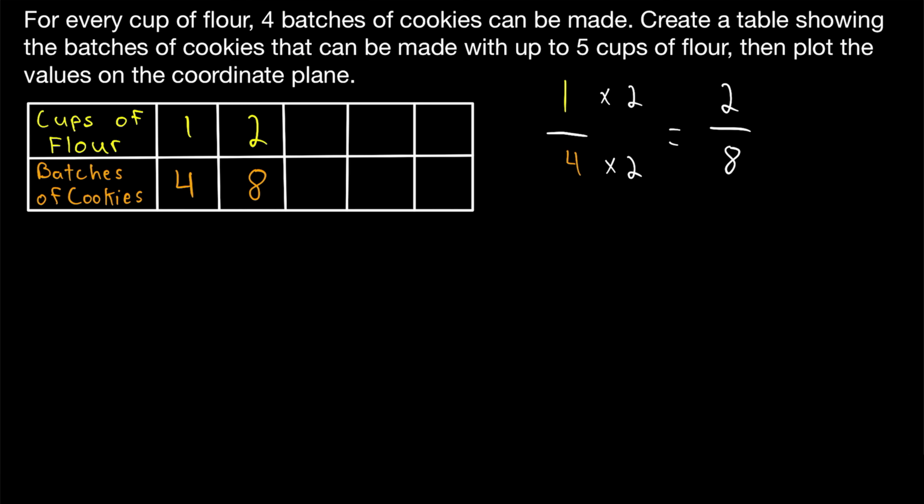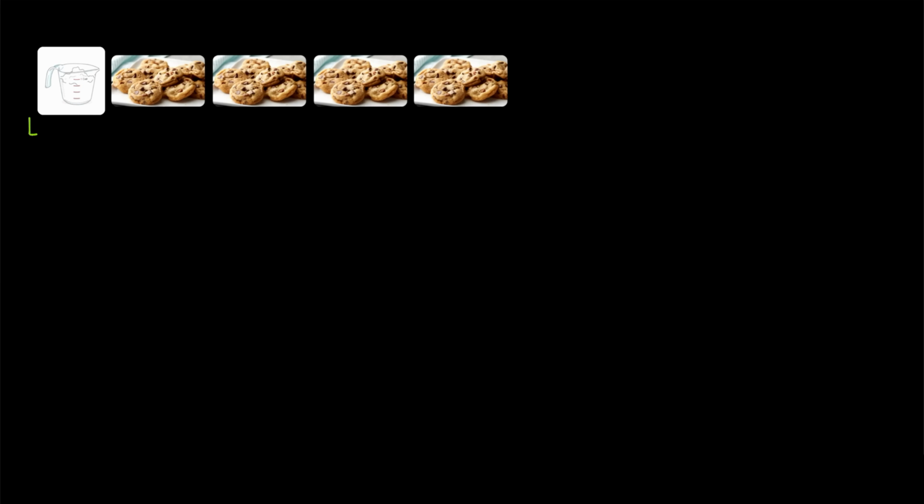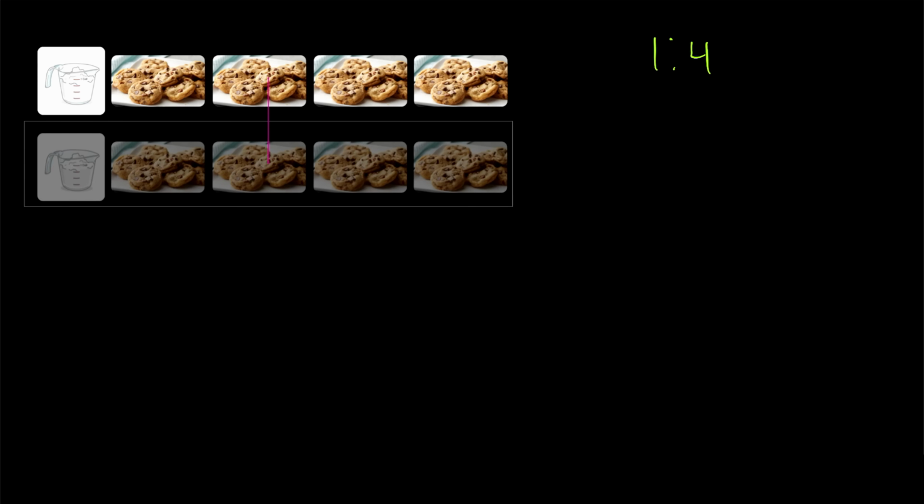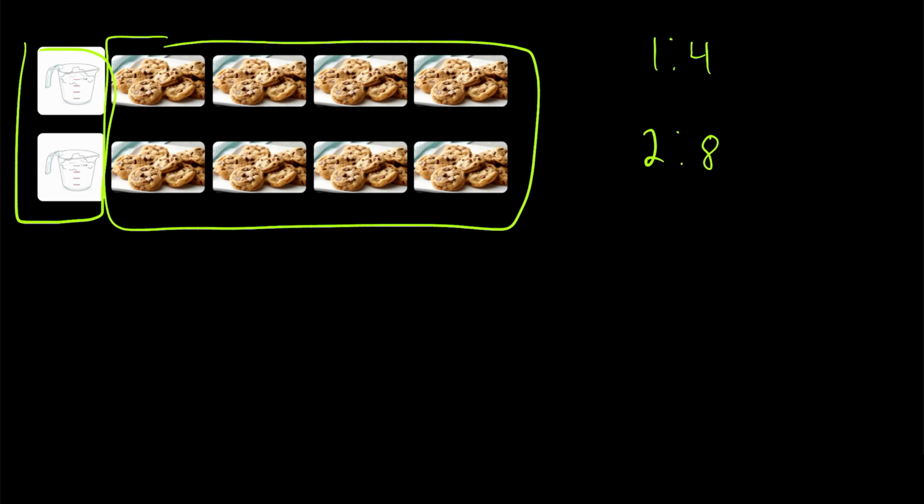As a quick reminder of why we can scale ratios in this way, let's just take a look at this picture. This expresses the first ratio we saw, that for 1 cup of flour, we can make 1, 2, 3, 4 batches of cookies. So that's a ratio of 1/4. Remember that this is another way we might express that ratio. Then, to scale the ratio up by a factor of 2, we could just make a duplicate of this picture to get a visual of what that looks like. And now we see that ratio that we saw above. For 2 cups of flour, we're able to make 8 batches of cookies.